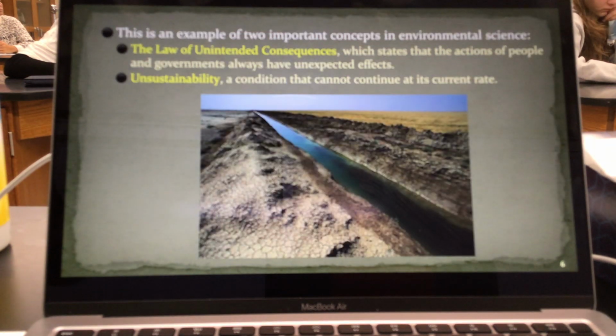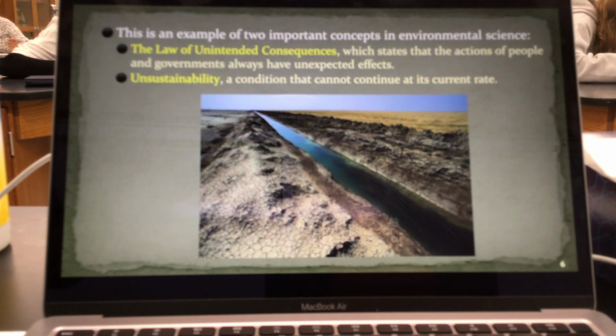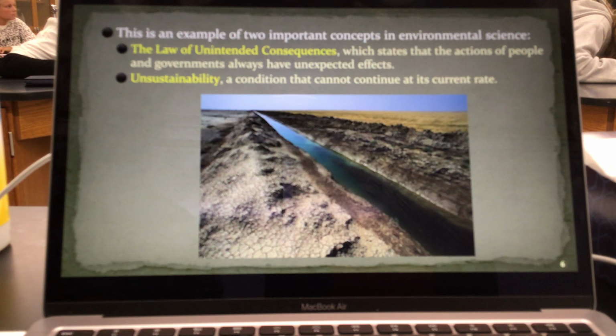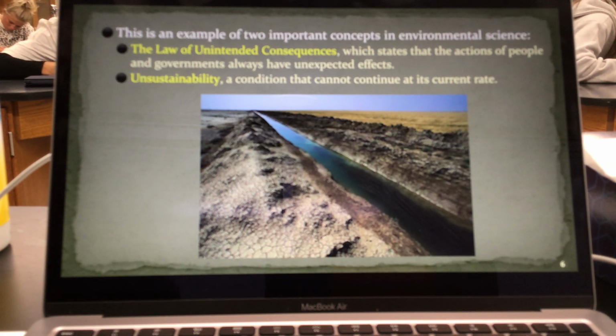What that is, is an example of these two concepts of a collapse over time. One being this law of unintended consequences. The law of unintended consequences just states that the actions of people are always going to have some sort of unexpected effect. We do our best to research and understand and have an idea and plan for the future of what the effects could be by utilizing a certain process or a certain chemical or whatever it may be, but there's always going to be these unintended consequences of some sort. Some things that we didn't think about.